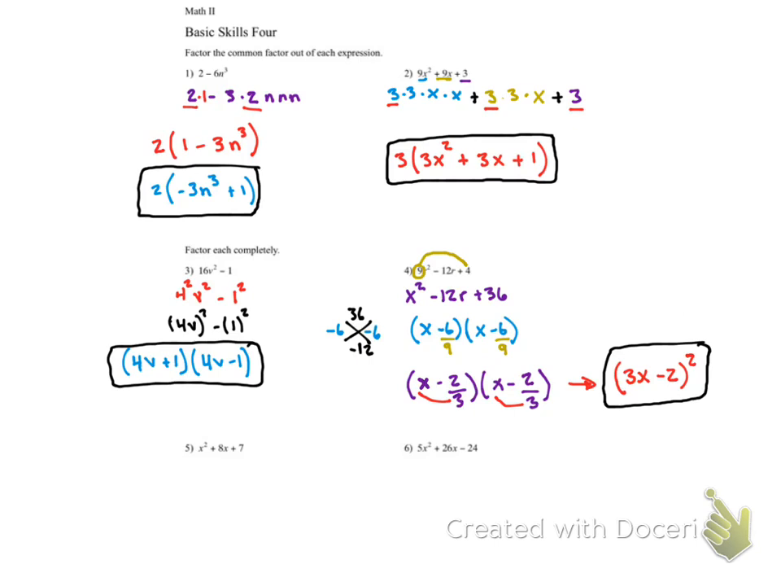Now let's look at number 5. Number 5, we look at a, it's equal to 1. It is an invisible 1 here. So we can go straight to doing the diamond method. 1 multiplies up to 7 and adds to 8. For some reason, this tends to be hard for students. Numbers that multiply up to 7, the only thing we have is 7 and 1. And then do those add up to 8? 7 plus 1 is 8. So our answer is x plus 7 and x plus 1.